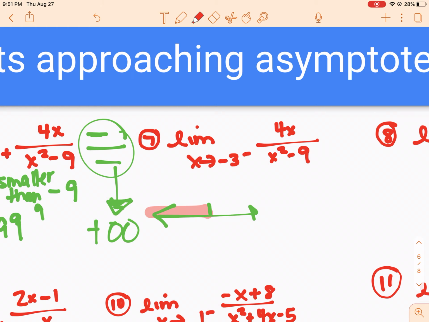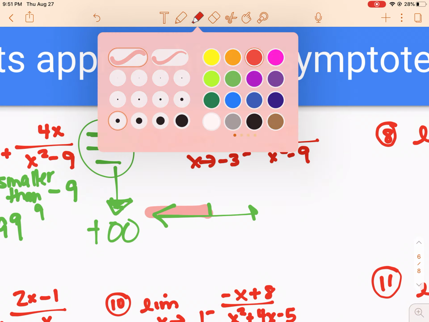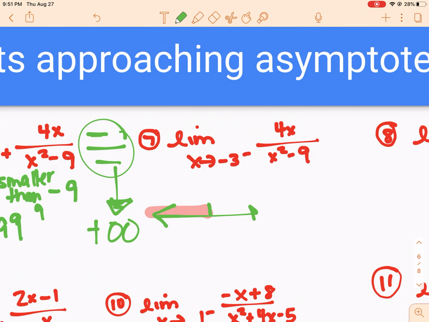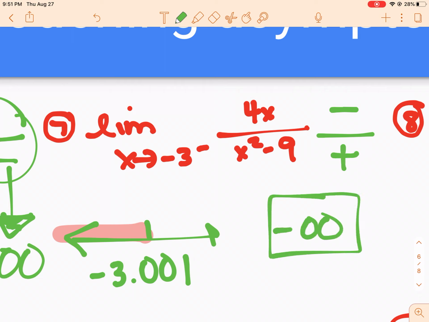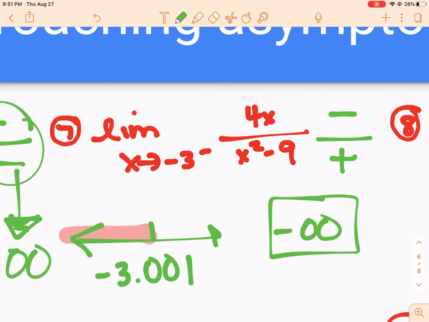Let's go on to number 7, which is approaching negative 3 from the left side, which means that I'm on this side of negative 3, for example, negative 3.001. Once again, the numerator is going to be negative because 4 times a negative is negative. And then the denominator. Now you have something bigger than 3 squared, negative 3. But when you square it, it's positive, but it just got bigger than 9. So my denominator is going to be positive. So ultimately, this approaches negative infinity from the left-hand side.